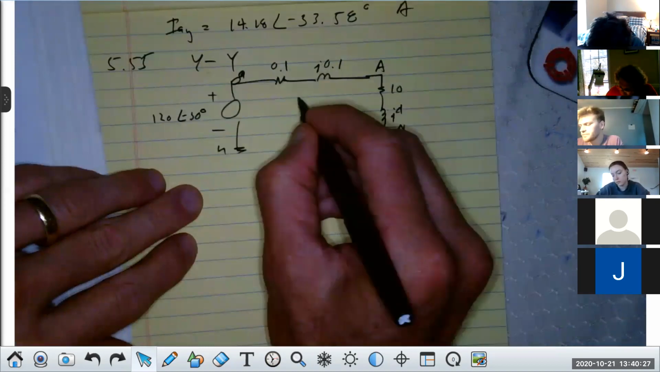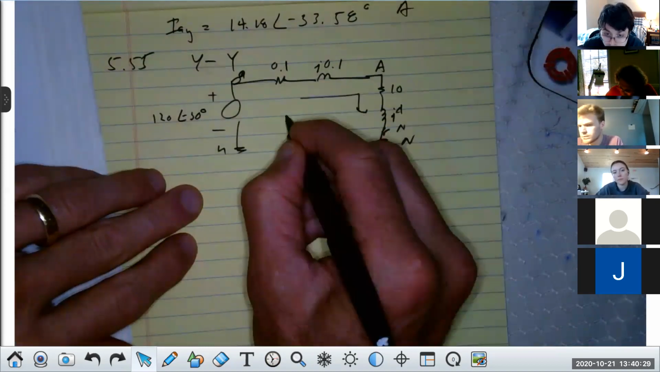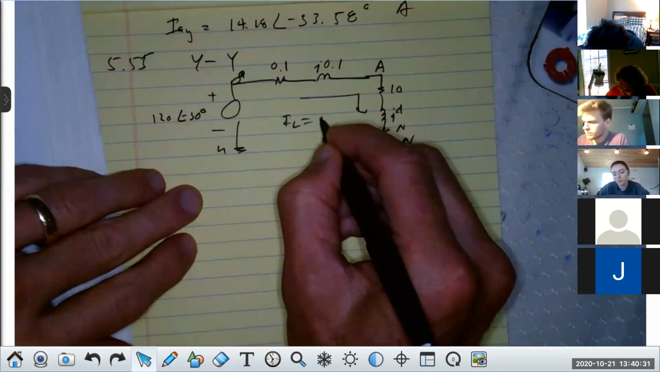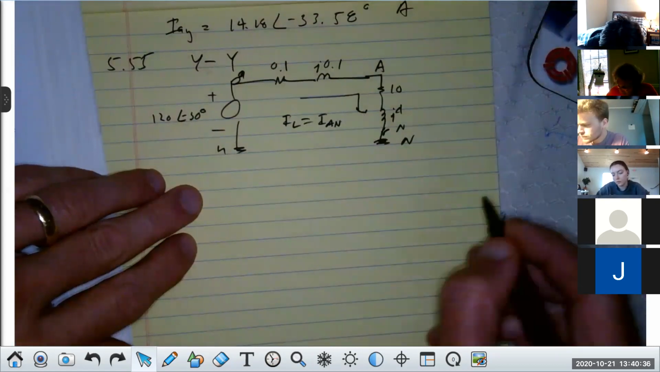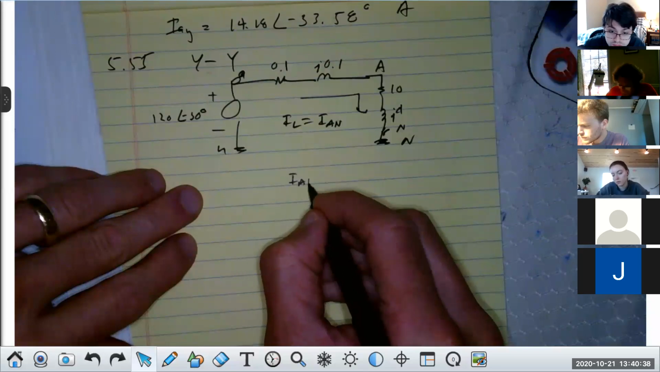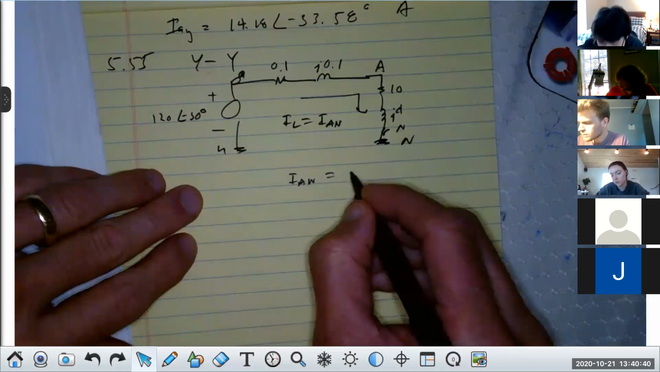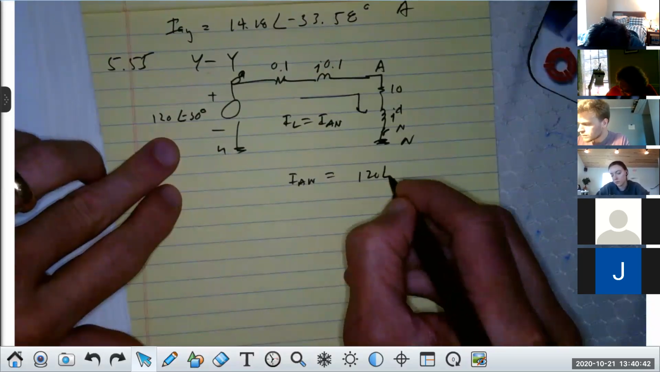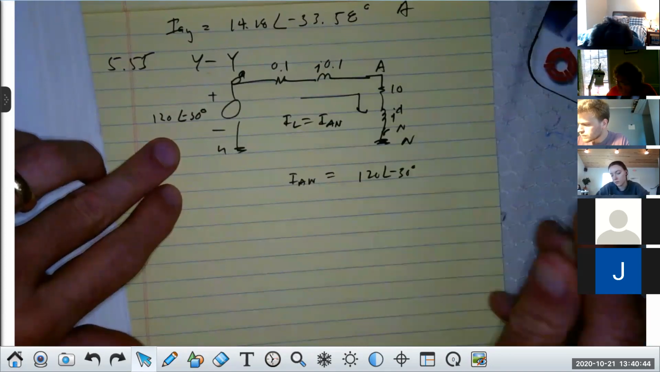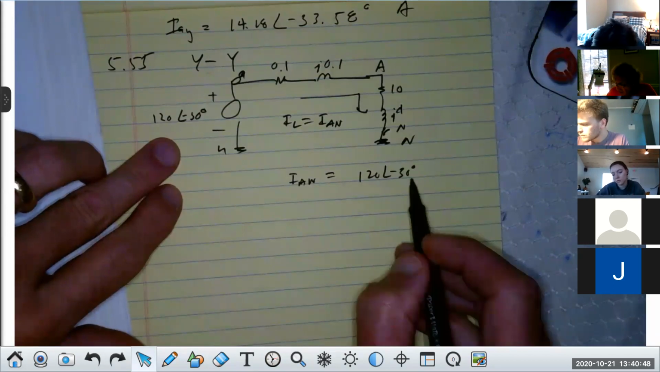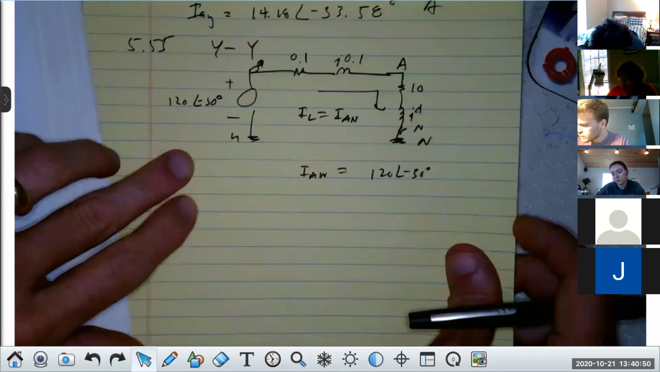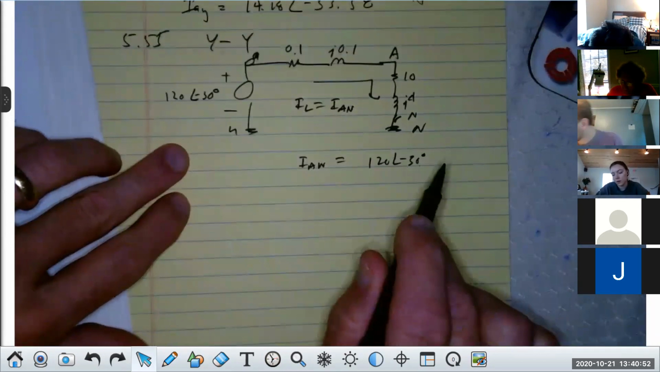The first thing we're going to do is get this. That is I line, which is I capital A capital N. Does everybody agree with that? And that will be I_AN here, equal to 120 at an angle of minus 30 degrees. Points get heavily taken off if you don't have that angle. Just remember, it's very important to be completely accurate.